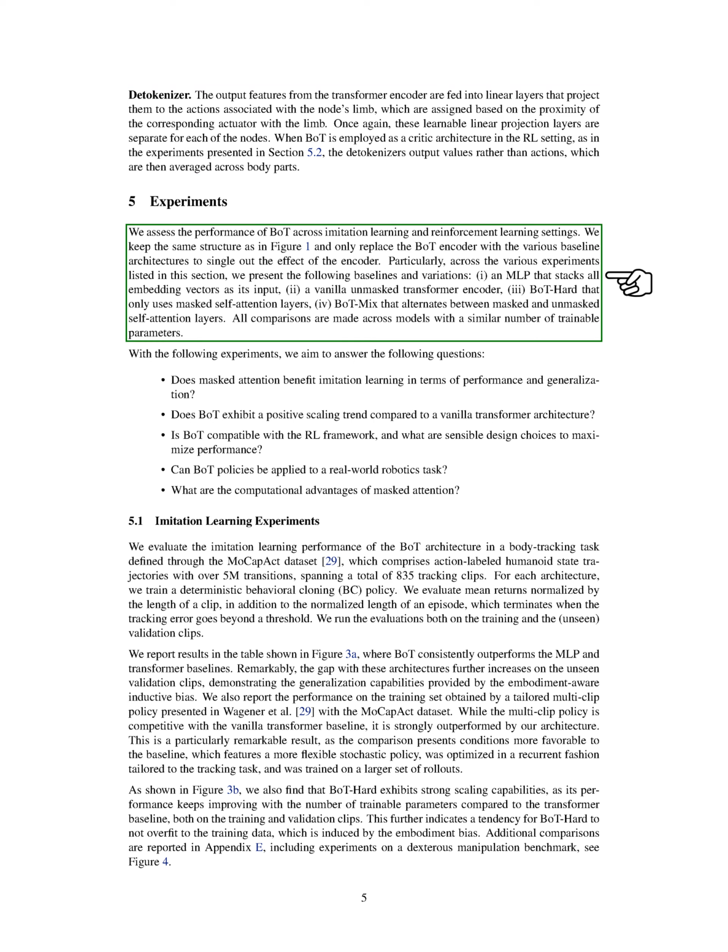Specifically, we examine several baselines. A multilayer perceptron that uses all embedding vectors as input. A standard unmasked transformer encoder. BOT hard, which employs only masked self-attention layers. And BOT mix, which alternates between masked and unmasked self-attention layers. All models compared have a similar number of trainable parameters.